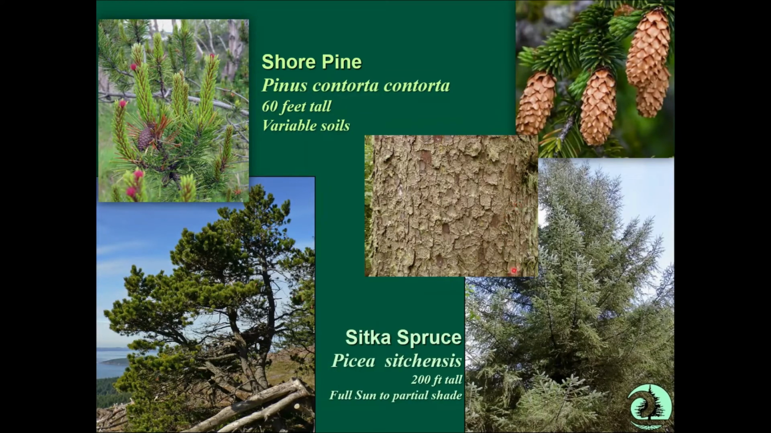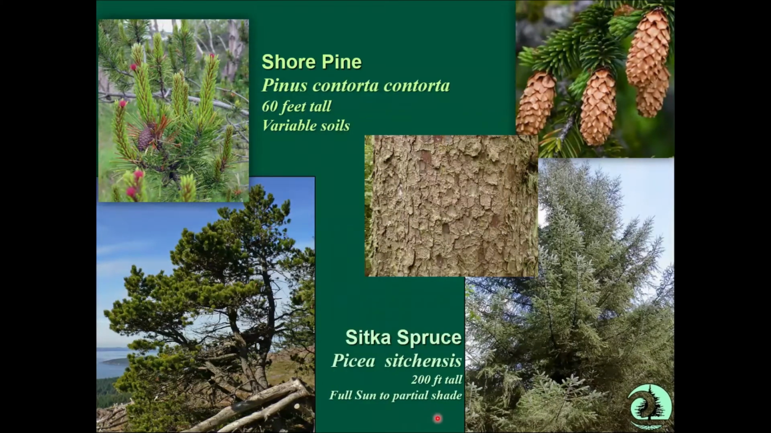And over here we have Sitka Spruce. Sitka Spruce is Picea sitchensis. It gets approximately 200 feet tall. It's a big tree and it has scaly bark like this. Some people call it fish scales. It also has a scaly, fish scale type of cone. So it's easy to identify. It's super pokey. If you put your fingers around the needles, it's super sharp. And it is full sun to partial shade.